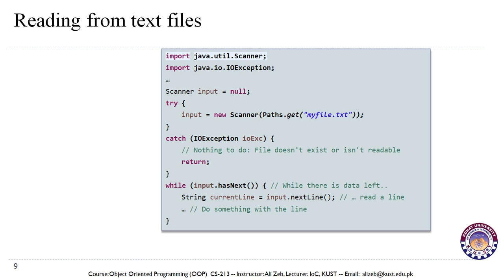All we need is to get the path of the file using the Paths class, the static method get of the Paths class, and provide the path of the file, and we store this information in the object of the scanner class. And then we can go through the object and read the text from a text file line by line.